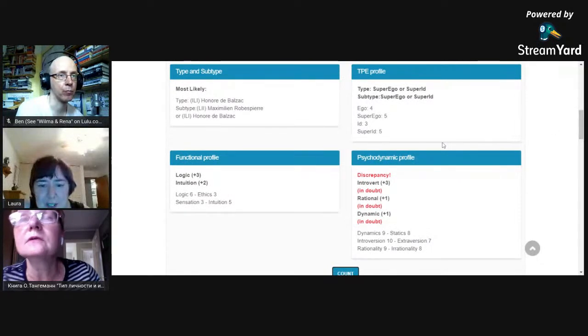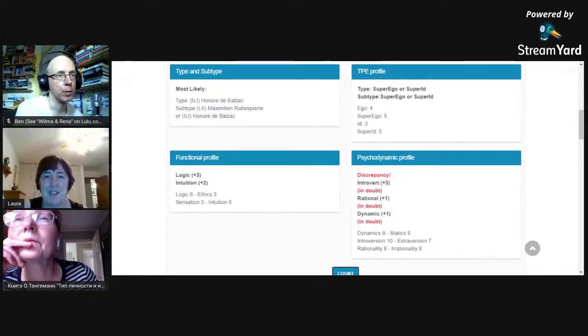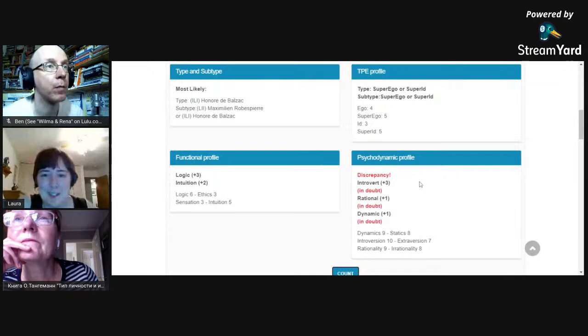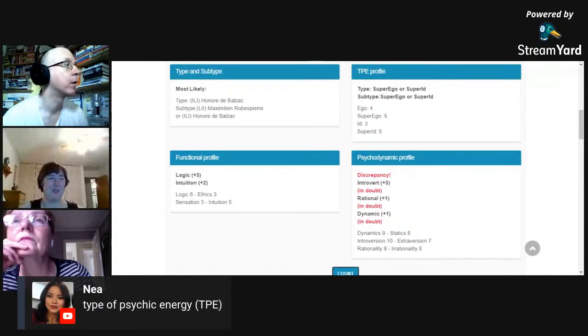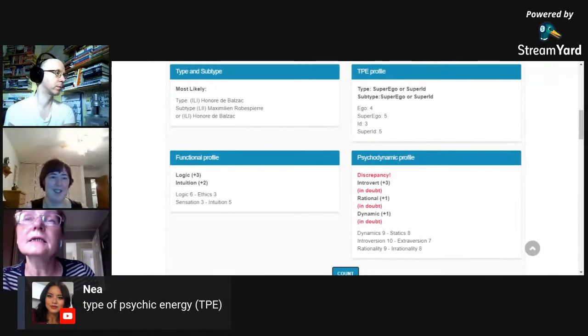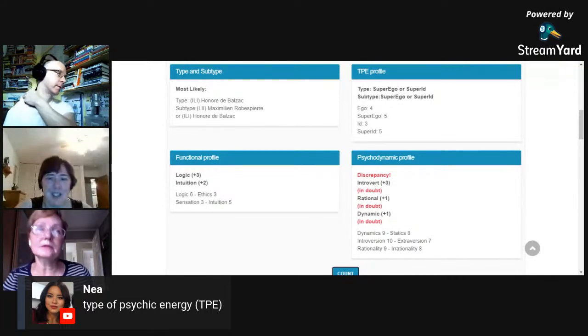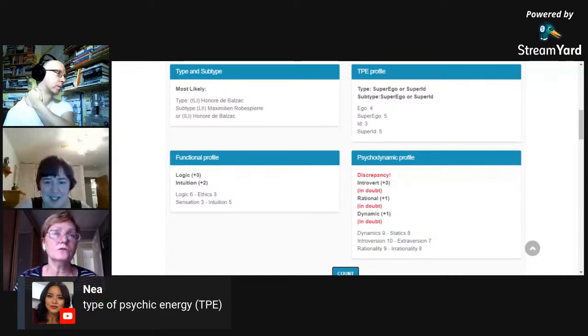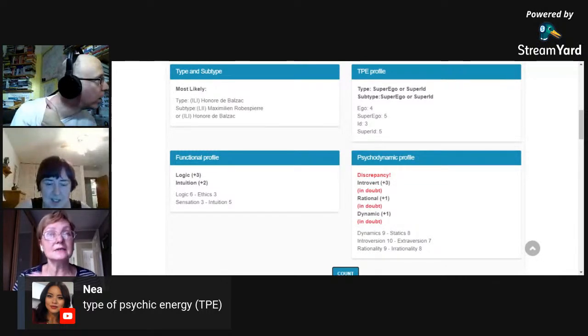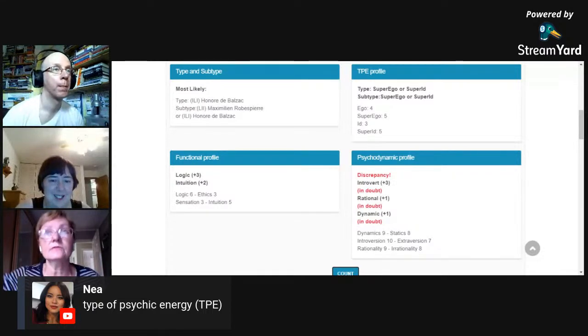Oh, then where it says psychodynamic profile, it says I have a discrepancy, introvert plus person 3. So can you kind of explain more about what that means? So this psychodynamic type profile comes from a combination of different TPs in your psyche. But of course, it is all based on your judgment, your evaluation. It's not a test. You put in these values for how you see yourself.